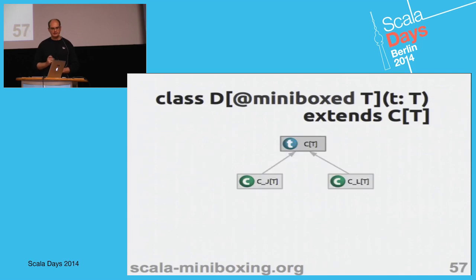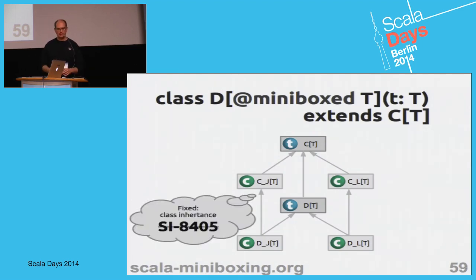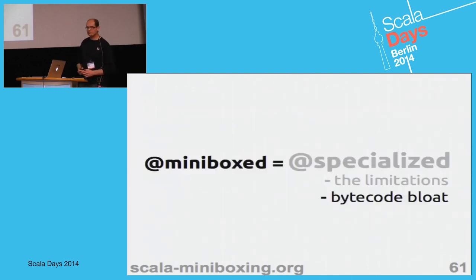The broken inheritance. So again, we have C with the two variants, and we just add D. Interfaces extend each other, classes extend each other, classes implement interfaces. All okay? Fixed. But maybe you're wondering, so for specialization I showed you many classes. There were a lot of classes there. Now for Miniboxing I just showed you two variants. We're getting to the next problem, which is bytecode bloat.